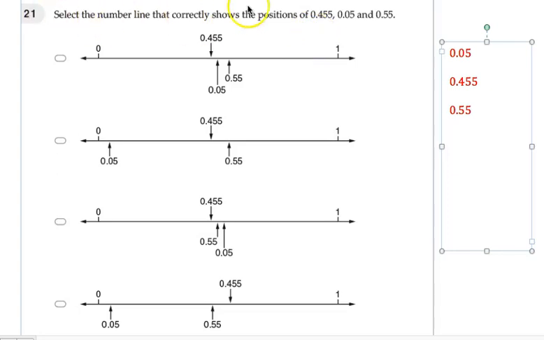This is question 21 from the 2017 Year 7 NAPLAN calculator, and it says select the number line that correctly shows the positions of 0.455, 0.05 and 0.55. Now, before you can look at any of these four, you need to see which of these three numbers are the smallest.